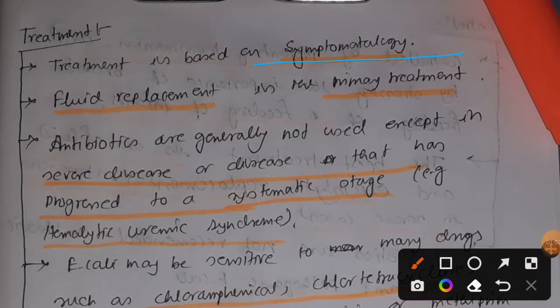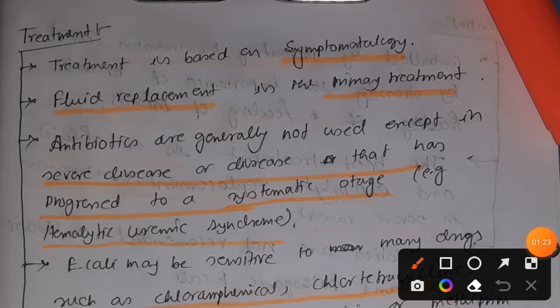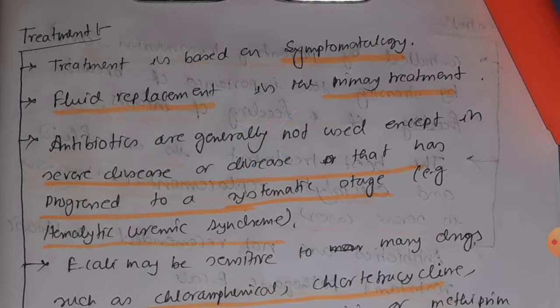The most important treatment is obviously fluid replacement. Although it is a bacterial infection, we usually do not prefer antibiotics. But when the condition is severe or when the disease has progressed to the systemic stage, then we should use antibiotics. And what is the reason behind that? Because they have the ability to develop drug resistance. That is why we have to use antibiotics with very good precaution, and only when it is highly required.